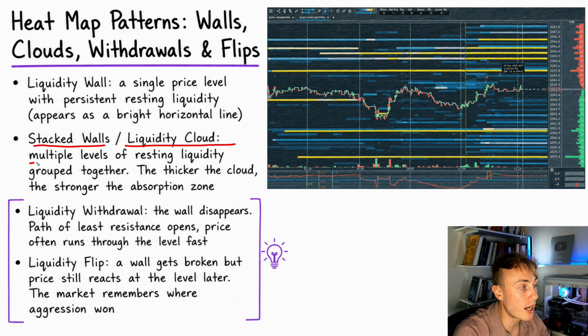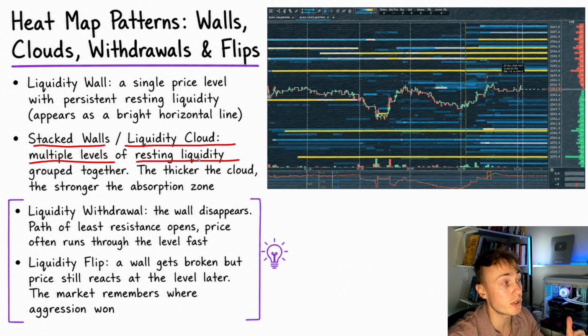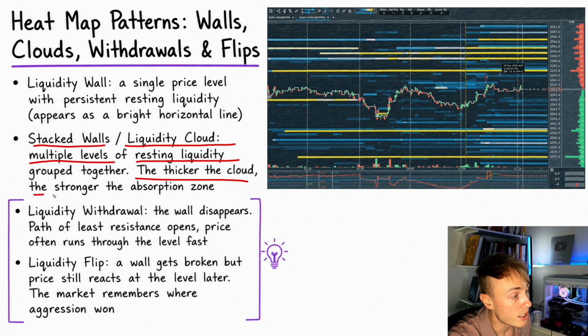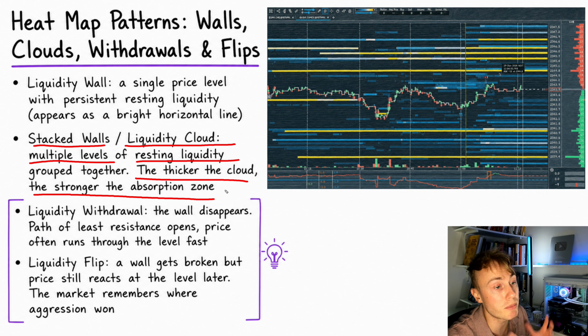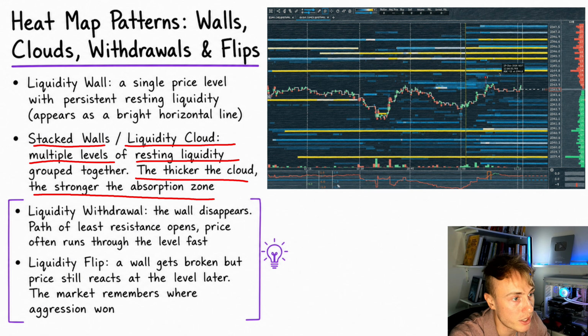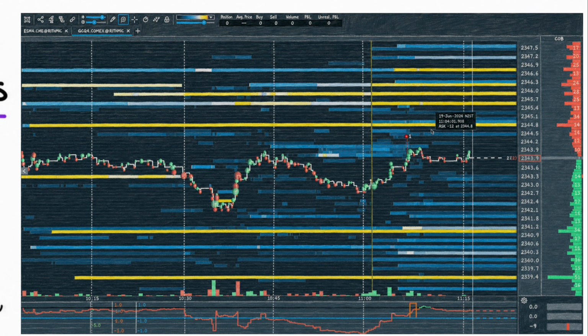And this is basically when we have multiple levels of resting liquidity, or in other words, we usually have multiple liquidity walls. And the thicker the cloud, the stronger the sort of absorption zone or defense zone. So for example, one example of a cloud looking structure is right here. You can see this one is not as bright as the liquidity walls, but you can still see that we have 1, 2, 3, 4, almost 5 levels stacked upon each other.